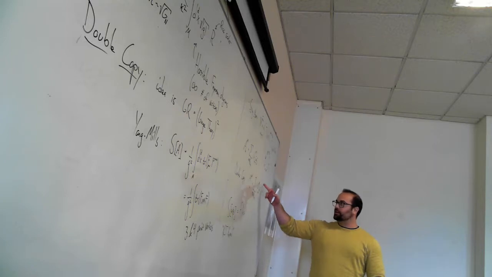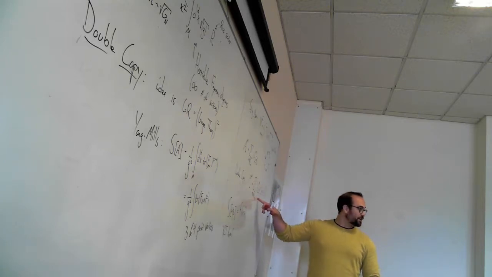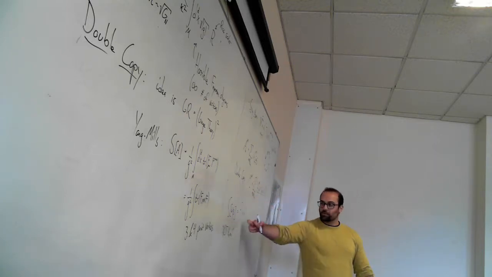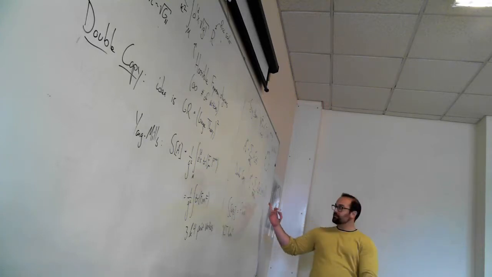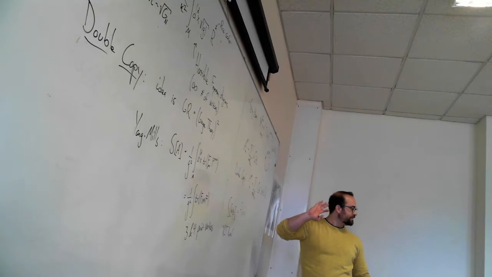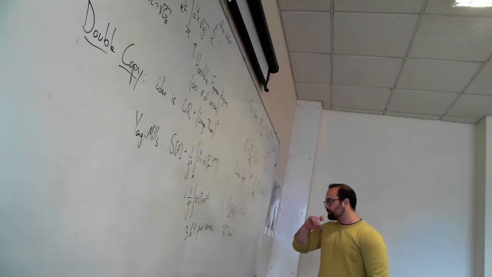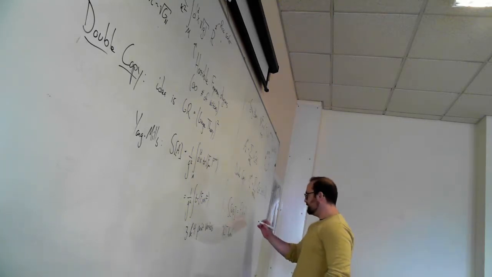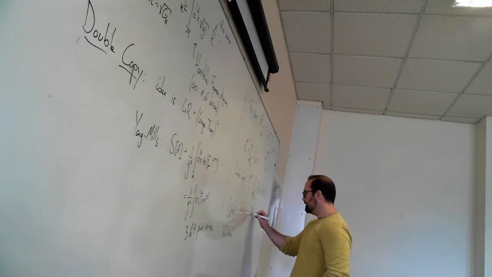All I need to know are these Yang-Mills color-ordered amplitudes. Then I know what this matrix S is. I sandwich them together, and voila, I get my Einstein amplitude. Okay? And so let's just do some easy examples.